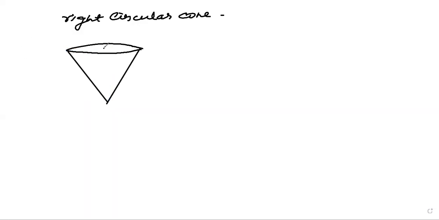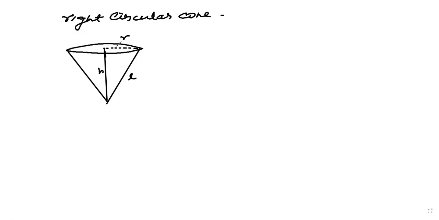A right circular cone has a radius r. Just have a look at this radius r. It has got a perpendicular height h. This is the perpendicular height, children. I'll just draw it dark, so that you understand, this one is the perpendicular height of it. And this is a slant height L.